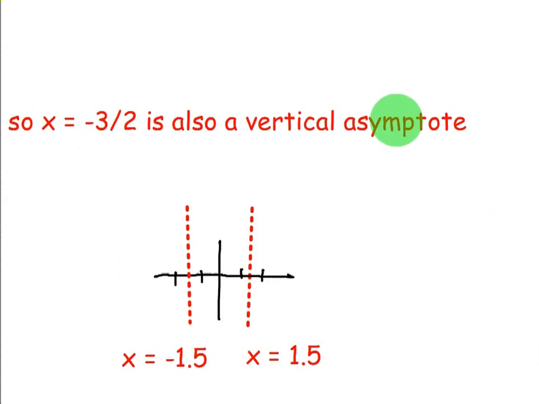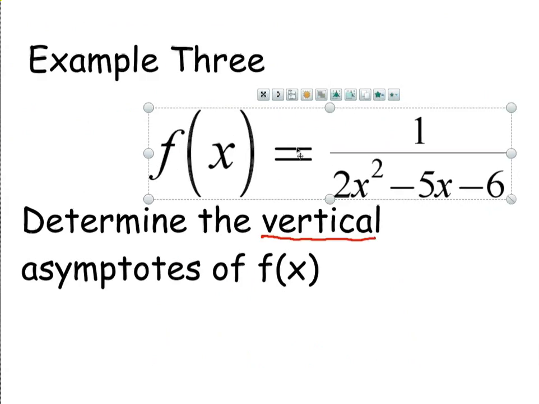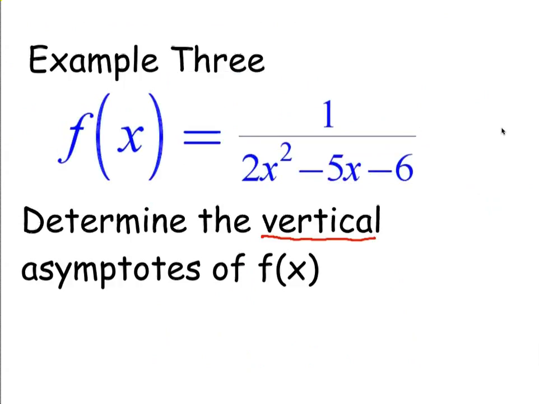And we're going to do one more example. This one actually ends up being easy. I can already look at the equation and tell. It's going to be simple. Asymptote. All right, final example. We have f of x equals 1 over 2x squared minus 5x minus 6.